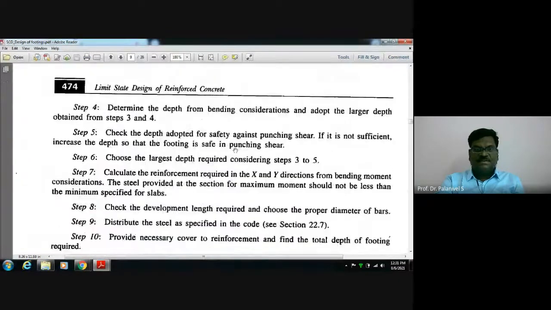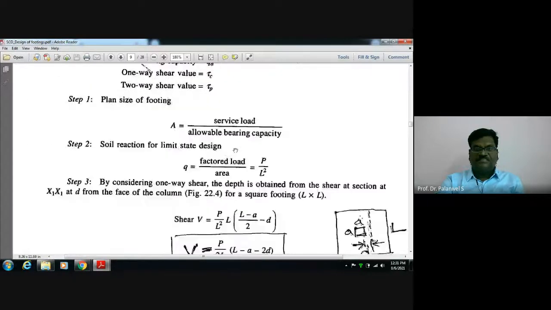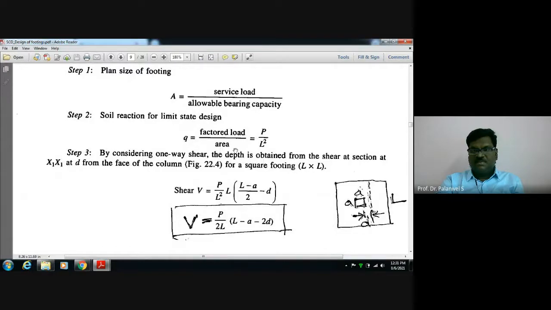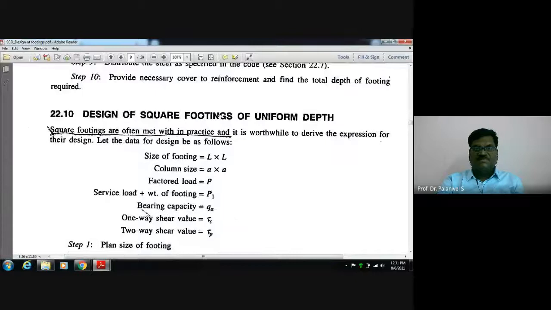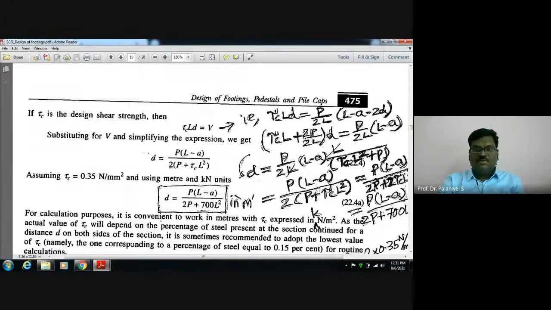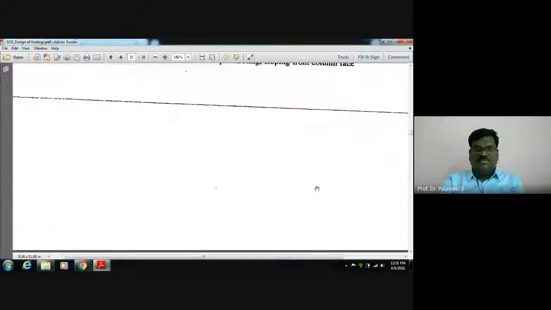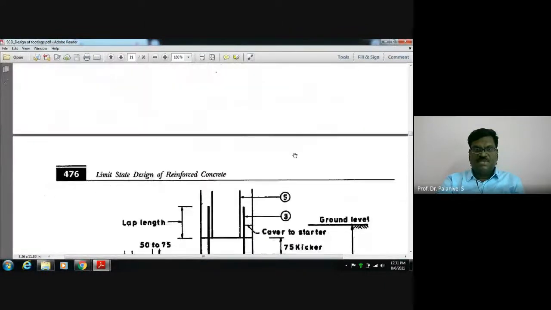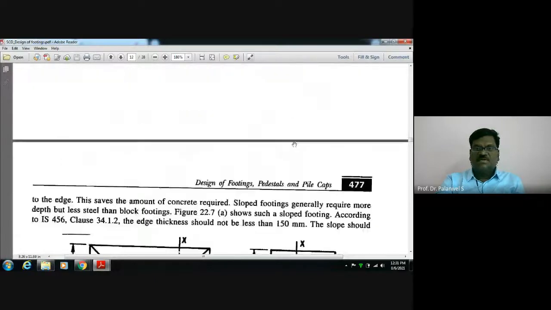Right. Design of square footing of uniform depth. What is the time now? Oh, 12:31. Okay, I will do one thing. I thought of even completing the design of square footing of uniform depth today, and doing the problem in the next class. Next class I will discuss this. So up to this I thought of discussing today, so that I can do the problem next class. Okay, no problem. I will stop it here.